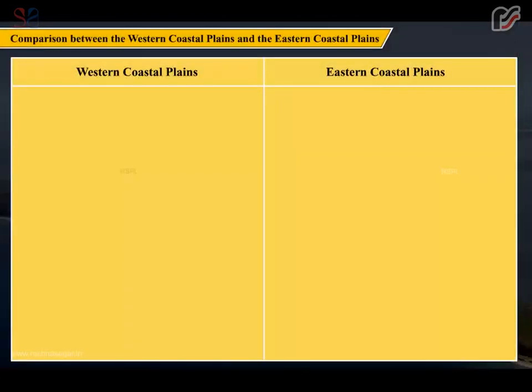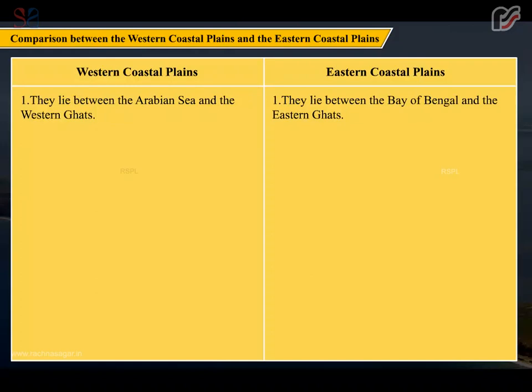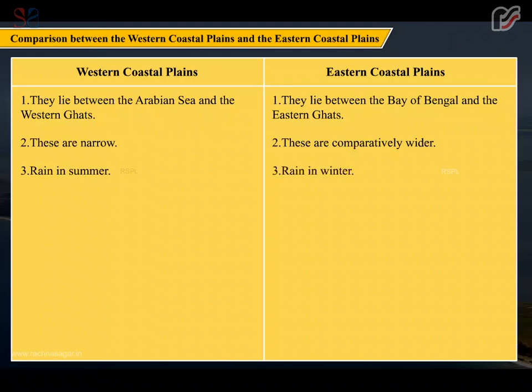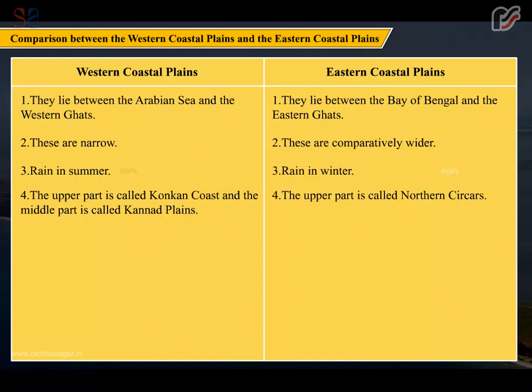Western coastal plains, eastern coastal plains. One: they lie between the Arabian Sea and the Western Ghats; they lie between the Bay of Bengal and the Eastern Ghats. Two: these are narrow; these are comparatively wider. Three: rain in summer; rain in winter. Four: the upper part is called Konkan coast and the middle part is called Kannada plains; the upper part is called Northern Sarkars. Five: the lower part is called Malabar coast; the lower part is called Coromandel.